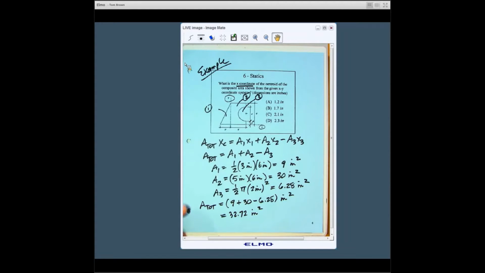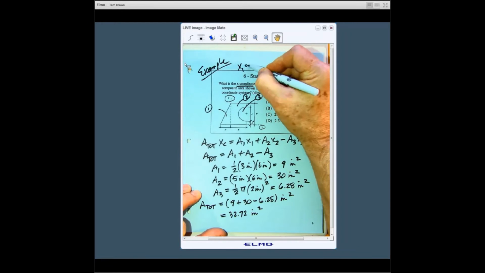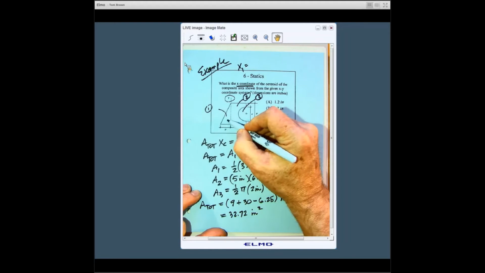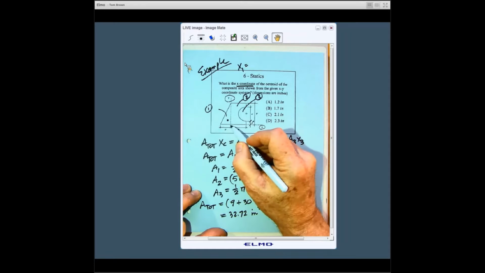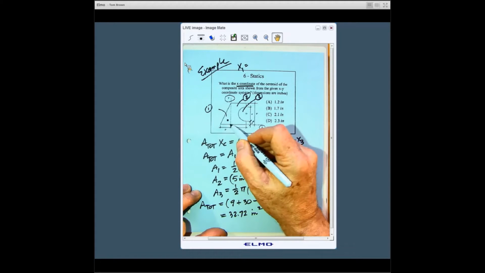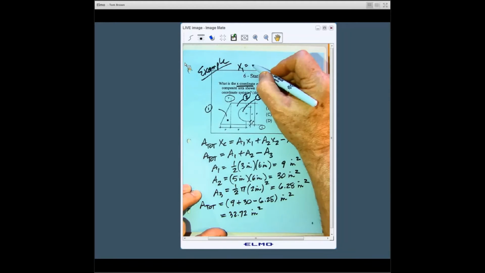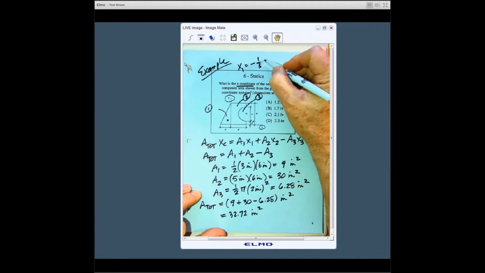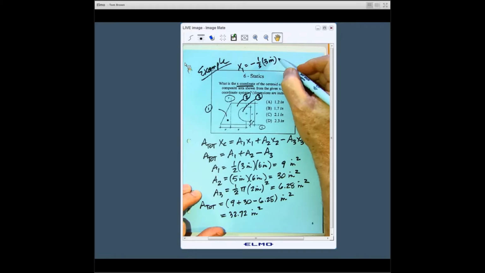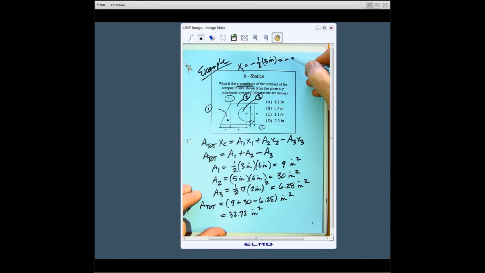Okay, let's see where we're going to put this up here. Well, I'm going to try to put our x1, 2, and 3 around here, so we've got the picture in front of us. So let's do x1. The centroid of it is right about there, and from our table, it's 1/3. So it's in the negative direction, and it's 1/3 of the base. So we have minus 1/3 of 3 inches, which is equal to minus 1 inch. So its x has a negative value.